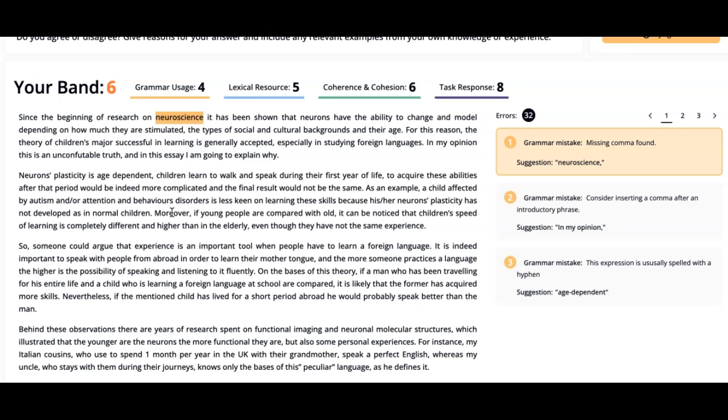Okay. So someone could argue this is a bit casual, that experience is an important tool when people have to learn a foreign language. Okay, so it's like the second time I've noted the language and we need to upgrade this to academic English. We've got a whole module about this in the online course, and I think it would definitely help you. It is indeed important to speak with people from abroad in order to learn their mother tongue. And the more someone practices the language, the higher. Okay, so this could be relevant to children and to adults. So again, it's not really on topic.